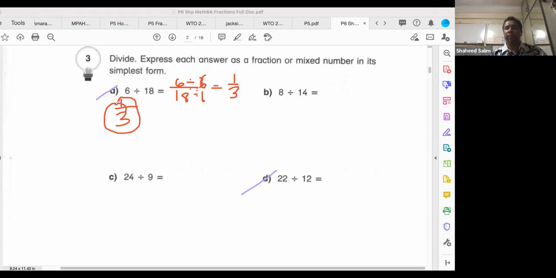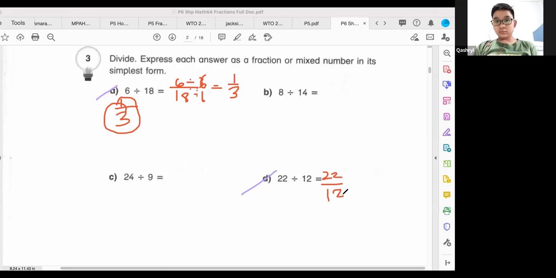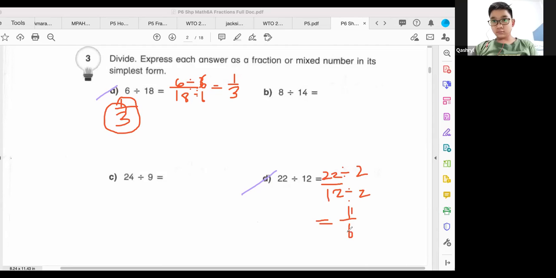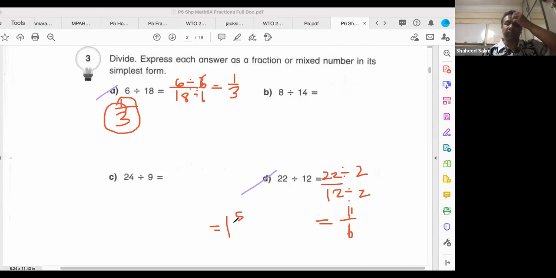Okay, 1/3. Next one now, 22/12. Now bring it to lowest terms first. Don't go and divide yet. Both of them can divide by 2. Once you see an even number, that means you can divide by 2. What's an even number? That means the ending of the number is 2, 4, 6, 8 or 0. You know you can divide by 2. So you divide, you get 11/6. We do the long division, it is 1 5/6. Okay, we move to the next one.